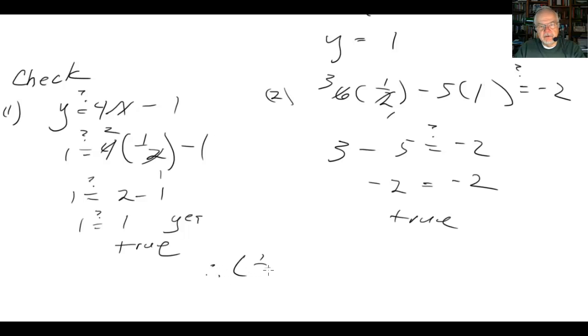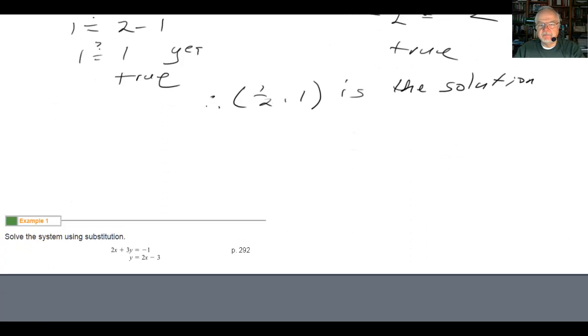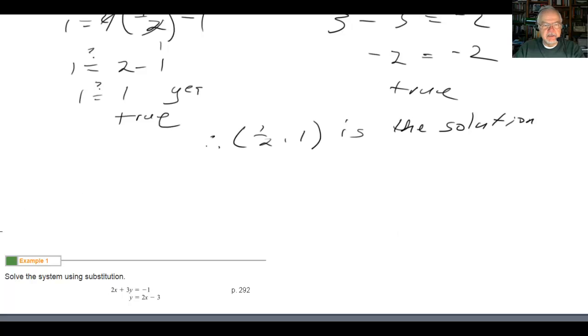Since it's true for both equations, the solution 1/2 and 1 is a solution. Actually, it's not a solution. It is the solution. There is only one. As you recall, if we plotted this, we would get 2 lines with only one intersection. Alright, as before, you should now go to your book, see if you can actually do this. Try example 1 on page 292. Good luck!